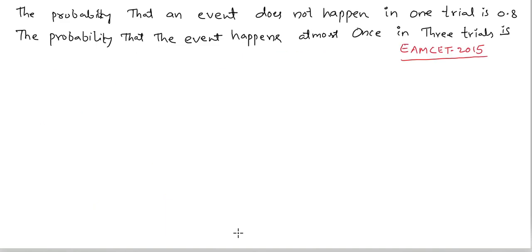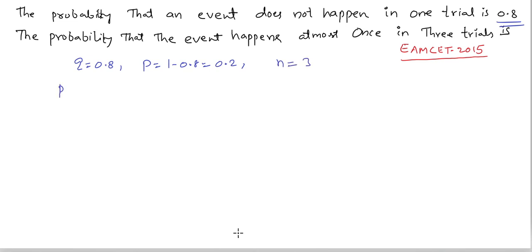The probability that an event does not happen in one trial is 0.8. The probability that the event happens at most once in 3 trials is dash. Here, the does-not-happen value q is given, equal to 0.8, so p is equal to 1 minus q. Here there are 3 trials, that is n is equal to 3.